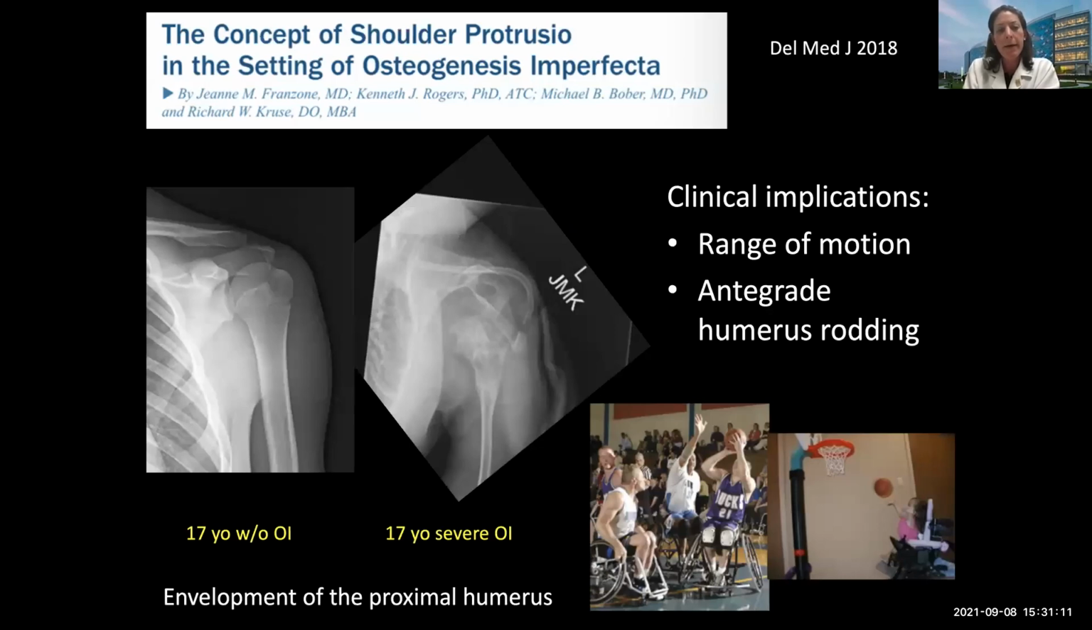We tend to feel that this protrusio phenomenon is not isolated to the pelvis. You can see here an example of it in the shoulder as well. This is a 17-year-old with severe OI as compared to a 17-year-old without OI. And we find that it has very similar clinical implications, affects range of motion. It can affect the ability to do rodding of the humerus from an antegrade approach down through the shoulder, and can be very clinically significant, particularly for the more severely affected patients who are really dependent on upper extremities for day-to-day function, and also athletic activities.